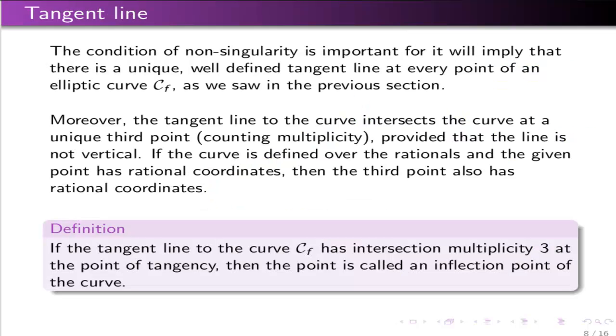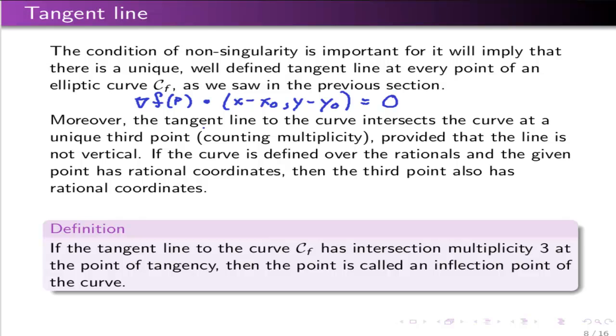Okay, now why did we want this curve to be non-singular? That was so that we would have a unique, well-defined tangent line at every point. And we saw that in the previous section. So what was the equation of the tangent line? You look at the gradient of f evaluated at your point P, dotted with x minus x naught, y minus y naught equals 0. The gradient is perpendicular to the curve, and this is your direction vector along the line.